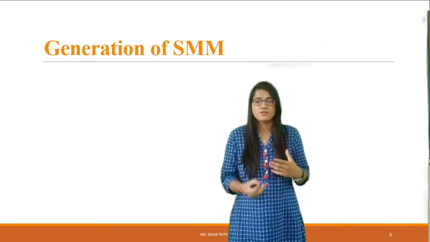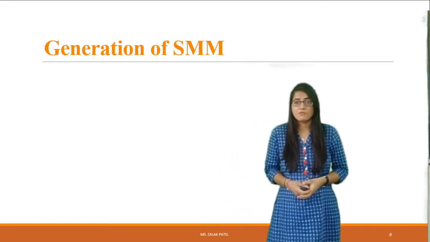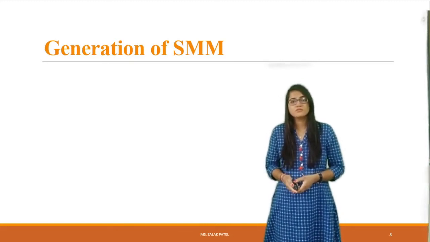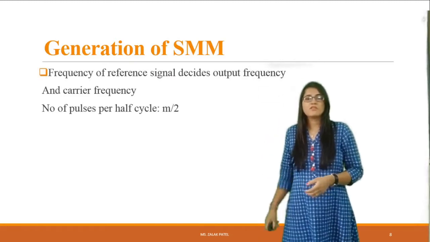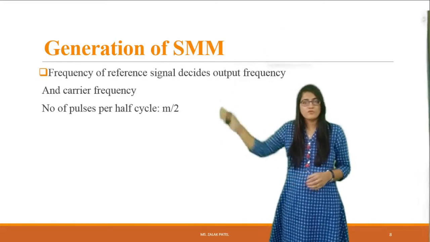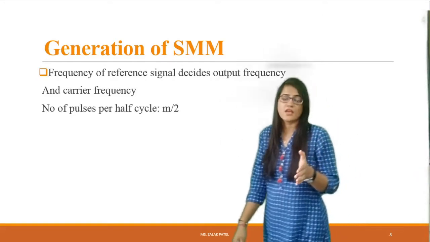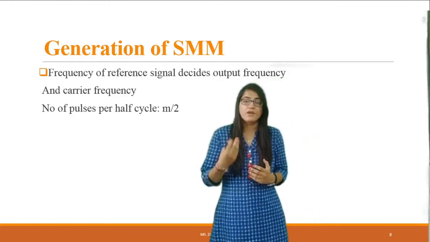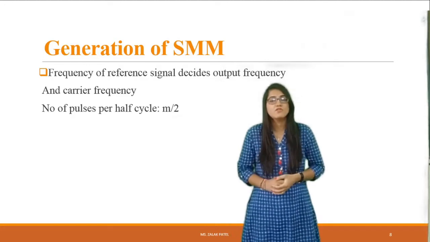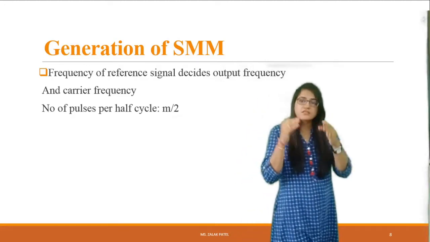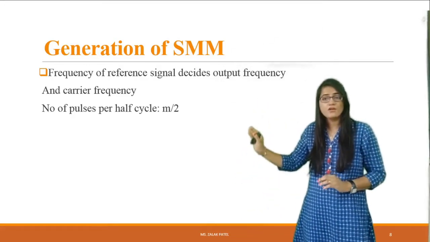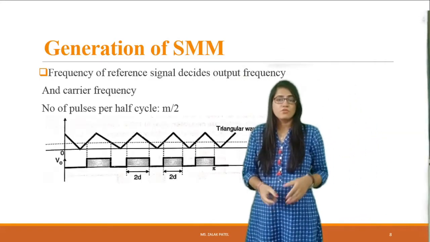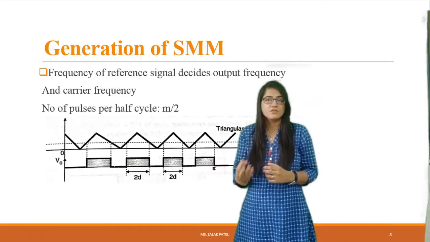Now let's see the generation of SPWM, the symmetric modulation. For the symmetric modulation, the frequency of the reference signal decides the output frequency, as I said earlier, and the carrier frequency will decide the number of pulses. So the number of pulses depends on the value of m, the modulation index. And this value of modulation index depends on the output frequency as well as the carrier frequency. So if you know both values, you can easily generate the SPWM.